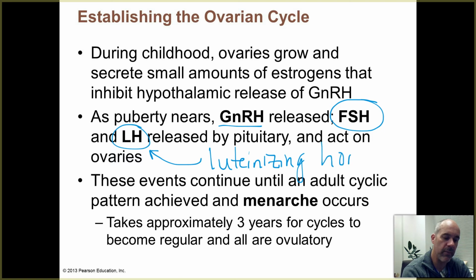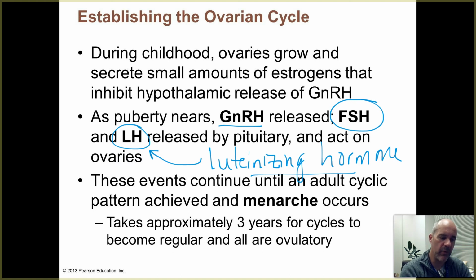hormone. And if you remember, in the male, luteinizing hormone stimulates the interstitial cells in the testes to secrete testosterone. And follicle stimulating hormone stimulates the sustentacular cells in the seminiferous tubules to produce androgen binding protein, or ABP. So these hormones are going to have different functions on the ovaries, as we'll see as we go through the story here.